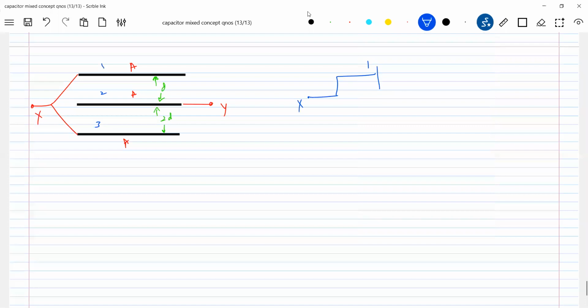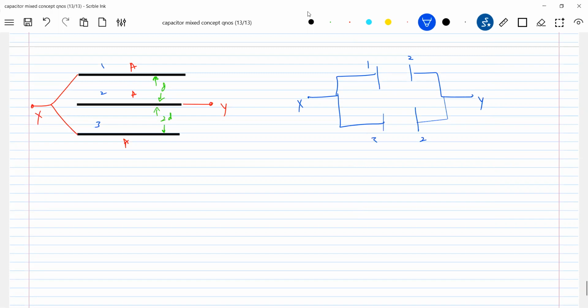Between 1 and 2, there will be a capacitance, no? So you write 2. And from 2, what happened? It has to the y. Then again, between 2 and 3 is connected to x. So you draw like this. This is 3. And 2 is connected to y.